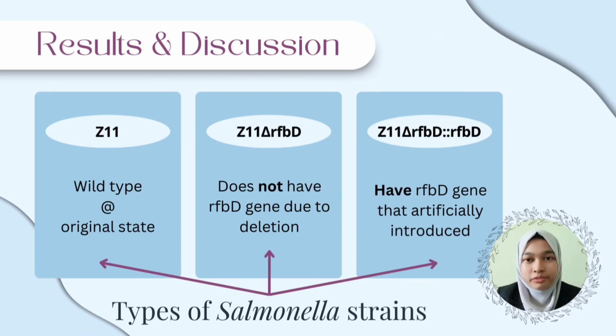Thank you, Azhani. First, let's define the key terms. Z11 is the original Salmonella strain with the RfbD gene, while Z11 delta refers to the variant where the RfbD gene has been deleted. The double colon strain has the RfbD gene reintroduced.